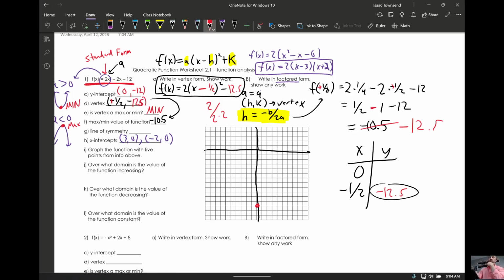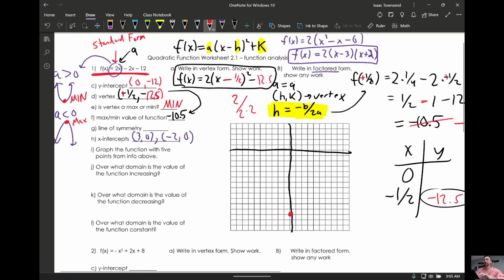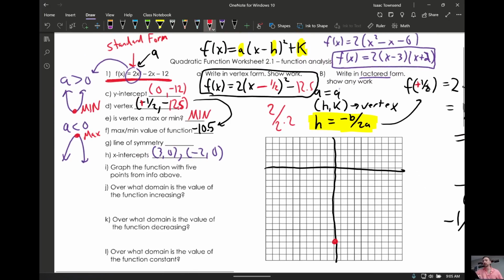Okay, do you see how that makes a lot more sense? The vertex has to be the biggest or smallest point. There's no way the y-intercept just happens to be smaller or bigger. That doesn't make sense. So that's how I knew I had an arithmetic mistake.